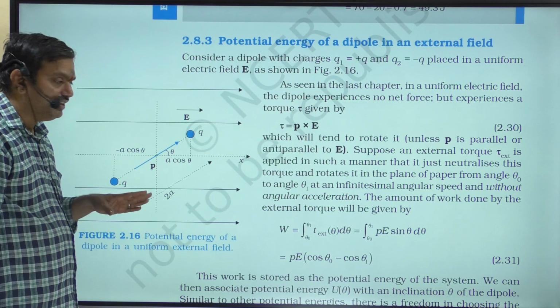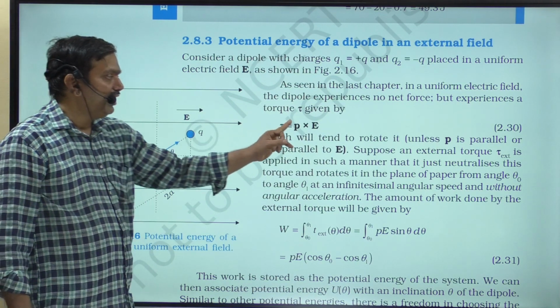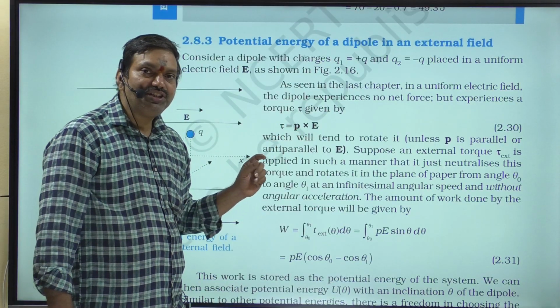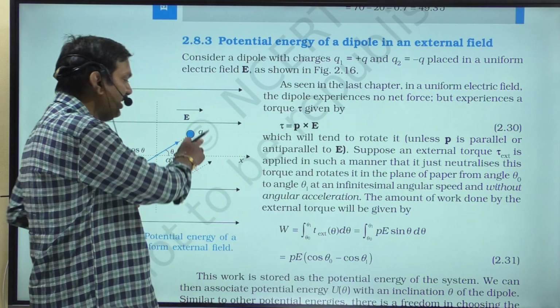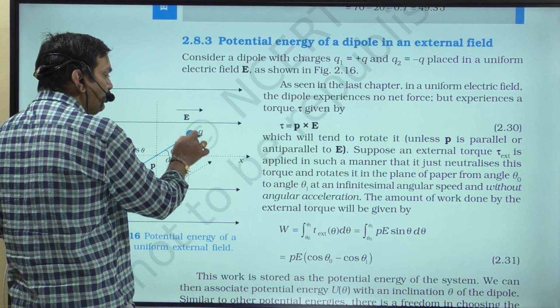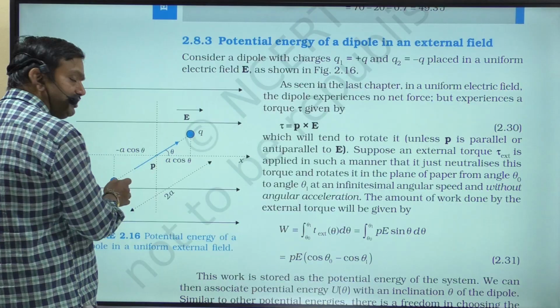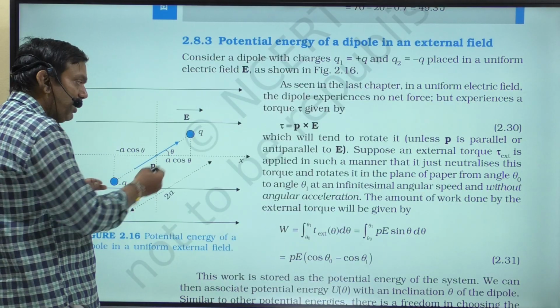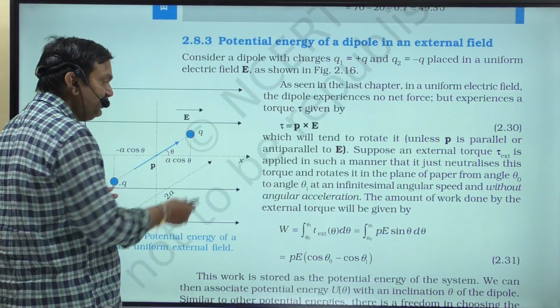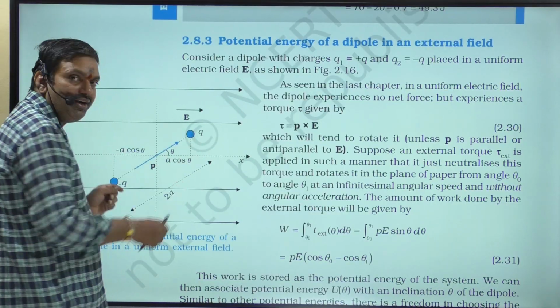But what will exist is, it experiences a torque. A twisting moment will be there because of these two forces, one of magnitude Q into E bar and another of magnitude minus Q into E bar. When these two forces act parallelly at the ends of the dipole, they try to rotate the dipole.